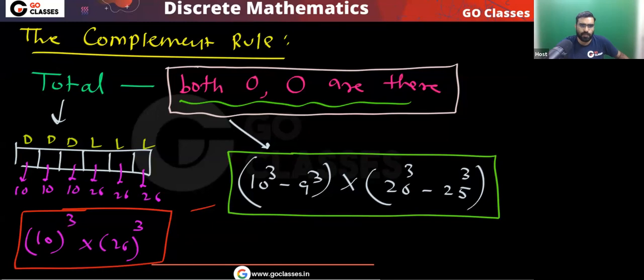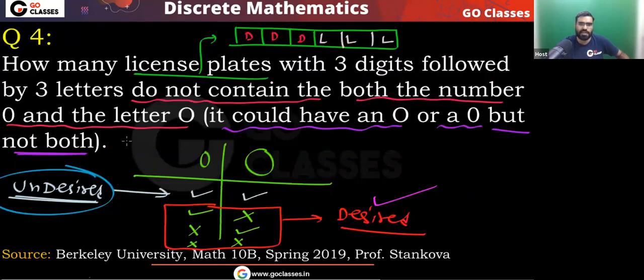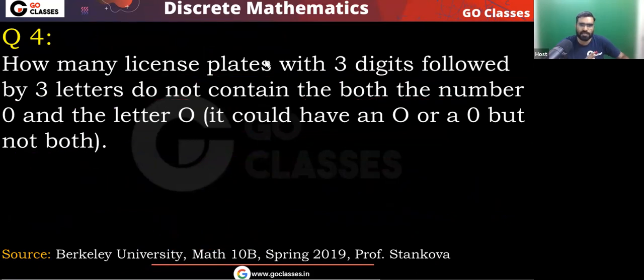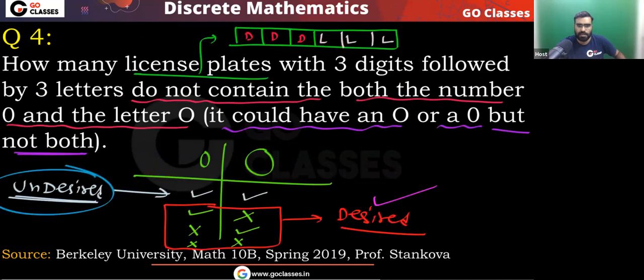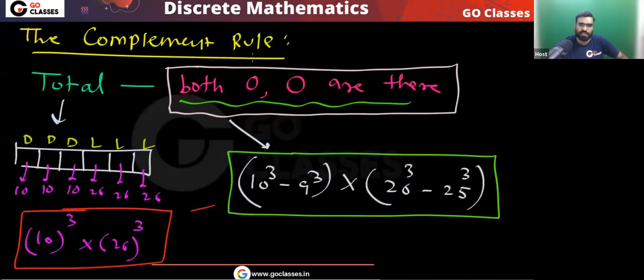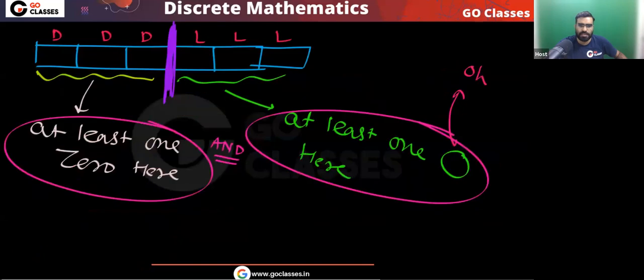Is this question clear? This is a very nice, very simple question on the complement rule. Do you agree with me? You can learn some new approach from this question. Just see, these are the undesired cases, so from the total you remove the undesired cases.